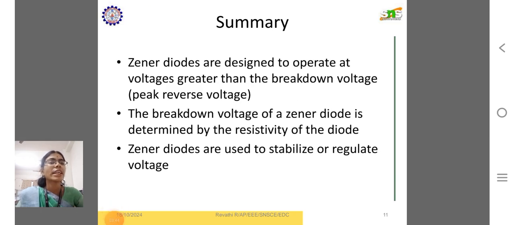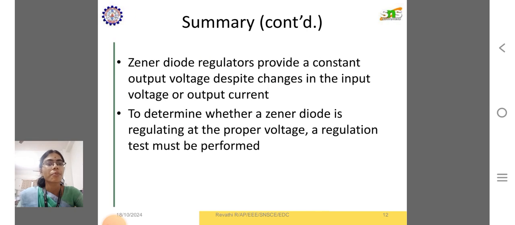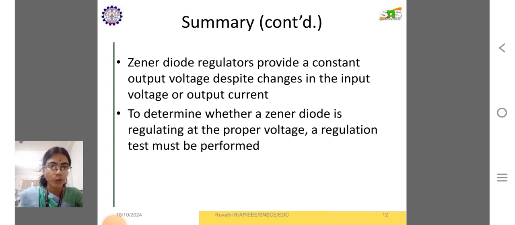The Zener diode is widely used in achieving the peak reverse voltage. The resistivity of the diode is determined using the breakdown voltage of the Zener diode. It is used to stabilize and regulate the voltage, whereas a PN junction diode is not a regulator. A Zener diode has two types of breakdown: one is avalanche and the other is Zener breakdown. In a Zener diode, there is a much higher possibility of Zener breakdown. A Zener provides a constant output voltage despite changes in the input voltage, that is, the input voltage varies but the output voltage stays constant.